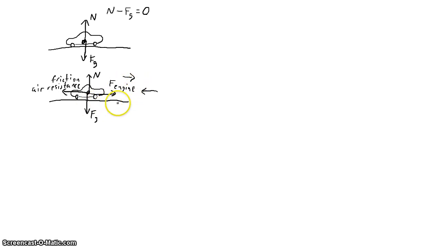Now, since we know that the car is accelerating forward, in other words, there's the direction of A, we know that the net force in the horizontal direction must point in the same direction as A. In other words, we know that the force from the engine, which is pushing in the forward direction, must be larger than the force of friction. That is the case when the car is accelerating forward.